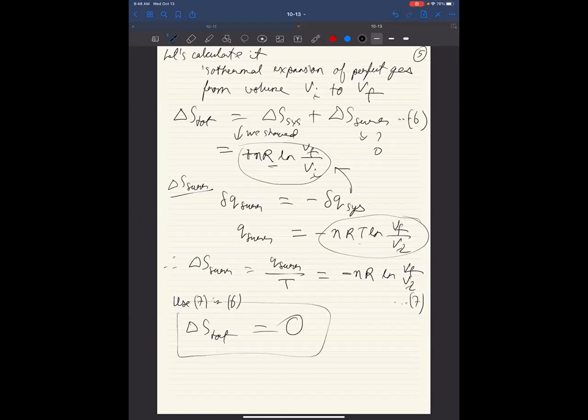What does this tell us about isothermal expansion of perfect gas from volume VI to VF? Is it a spontaneous process? Is it a reversible process? Is it an irreversible process? Go ahead. Which one? It's reversible. Delta S of the total thing is 0. And that is an interesting conclusion.